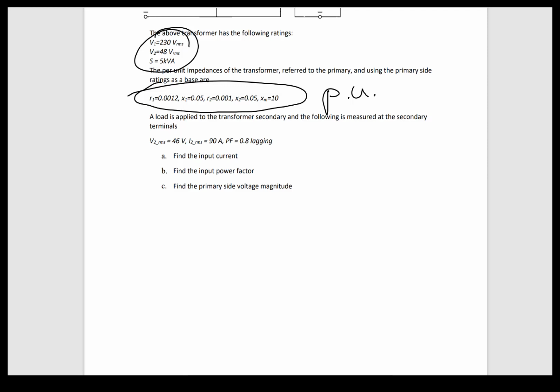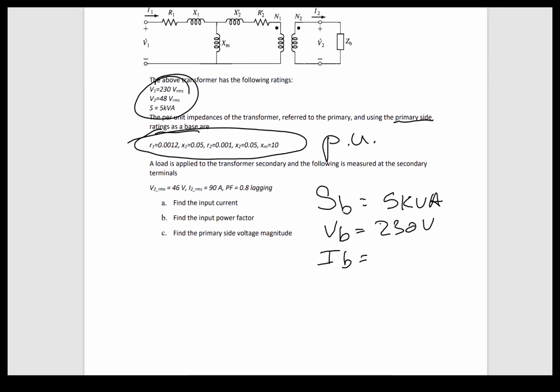So, we know the S base would be the 5 kVA that was given. I said that this was using the primary side ratings. So we would use V1 as the base. That would be 230. Then you can find an I base. This is a single phase transformer, so it's simply S base over V base. And then you need to find the Z base. I mean, you could combine these two into one step if you wanted. Some people attempted to do that.